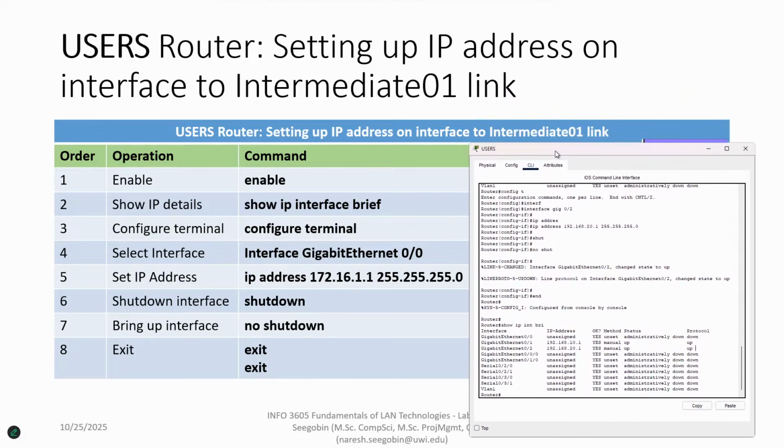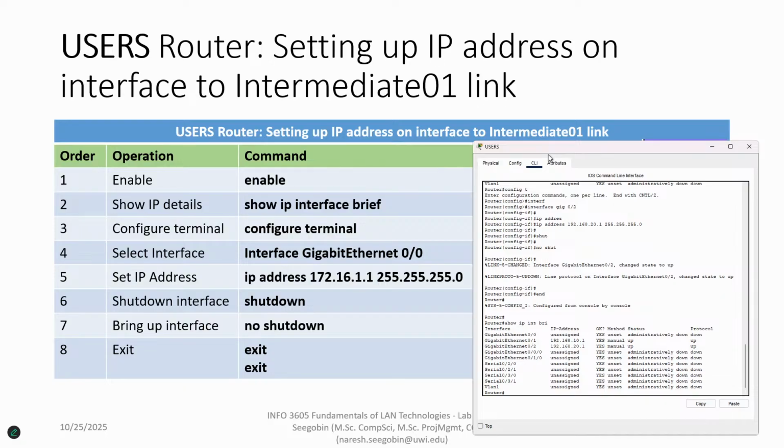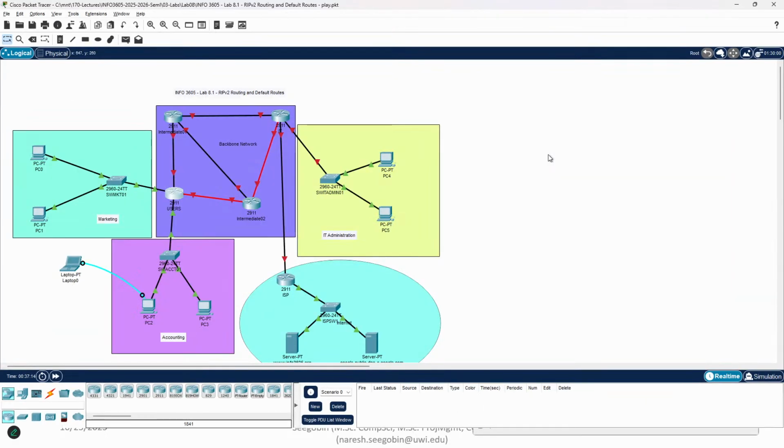Just come back now and show you. Right, this is the IP address on the interface to intermediate 01 link. Let's see who that is. Right, so we look at this. It's up and green. They're down.